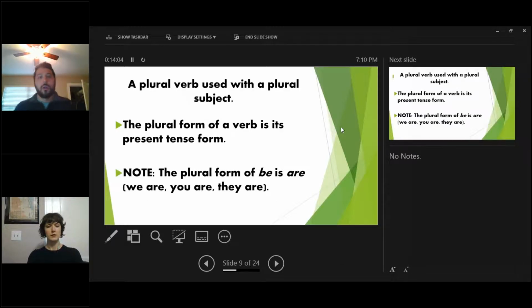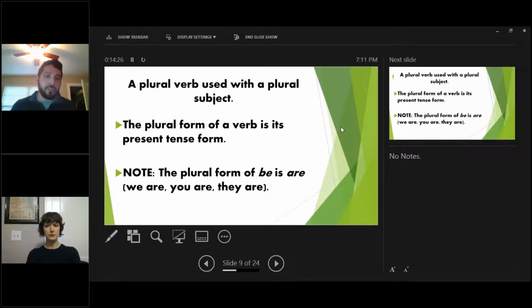Okay, so we've gone through the singular subject and singular verb. Singular subjects obviously do not end in S. Singular verbs do end in S. And we talked about some of the differences. We talked about some of the specific words that always take a singular verb. Now let's turn to the plural.